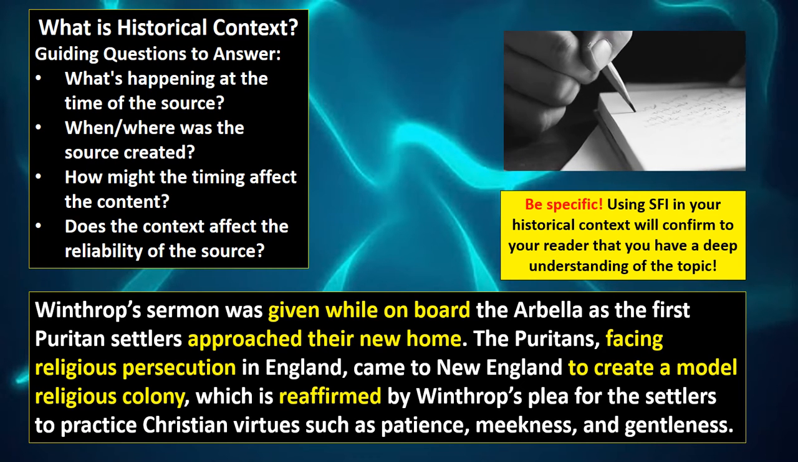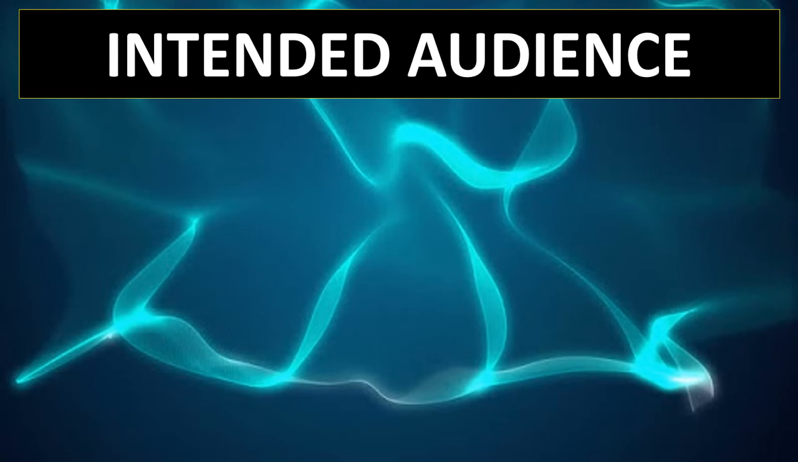If you're unfamiliar with SFI, it means specific factual information, or you can think of them as key terms as well. Number 2, intended audience. To me, this one's a little bit easier, but a lot of times students tend to forget this one and skip over it a little bit.